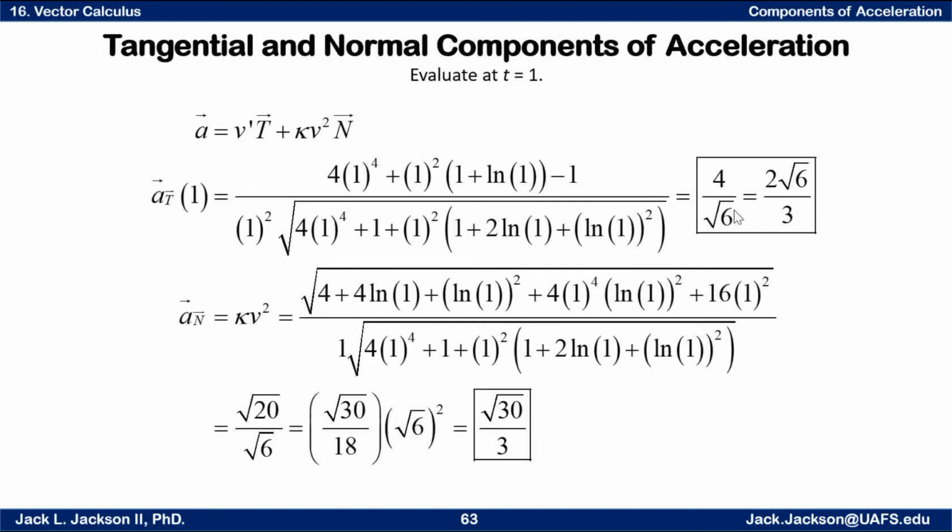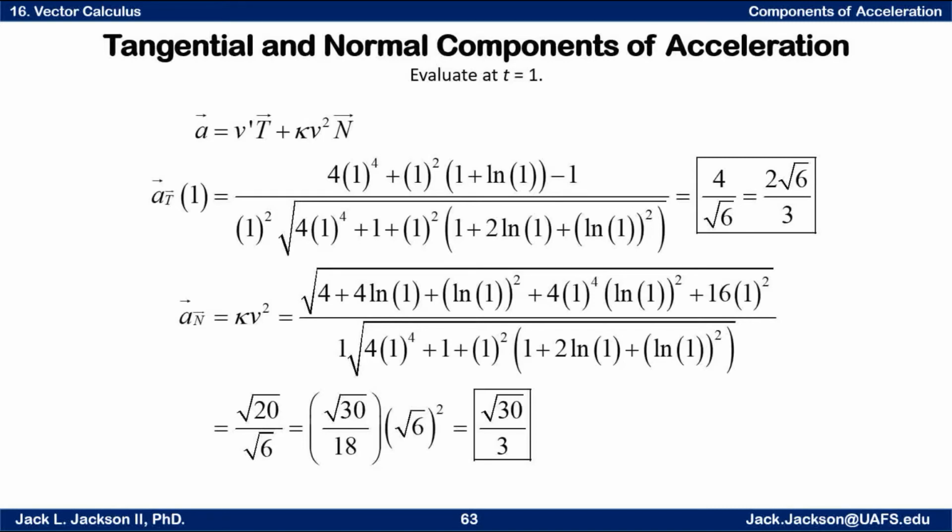So it's 4 over square root of 6, or if we want to rationalize the denominator, multiply top and bottom of that fraction by square root of 6. That gives us 4 square root of 6 over 6. The 4 over 6 reduces to 2/3, so that's 2 square root of 6 over 3 for the tangential component.